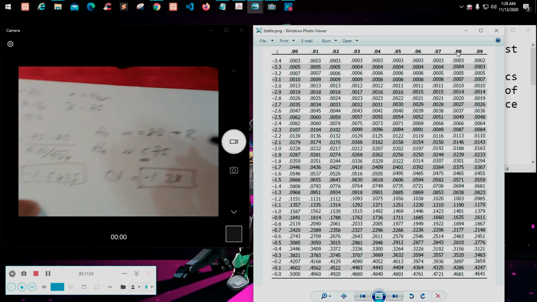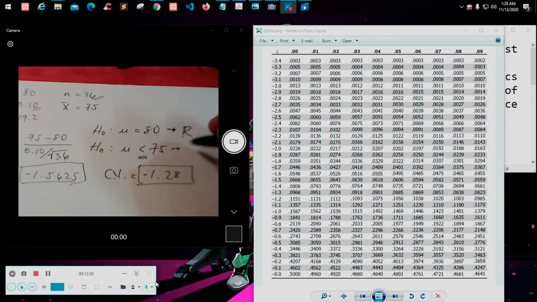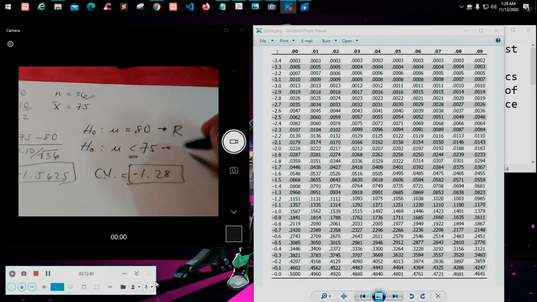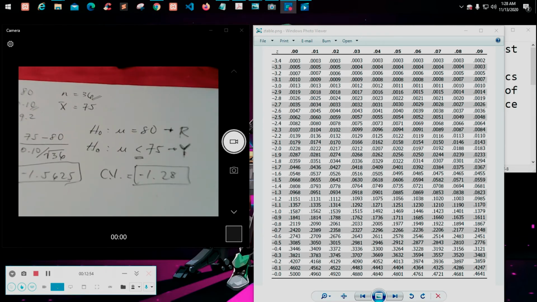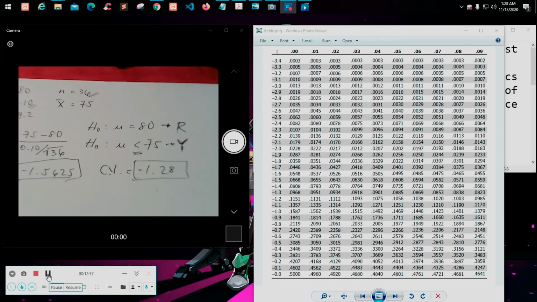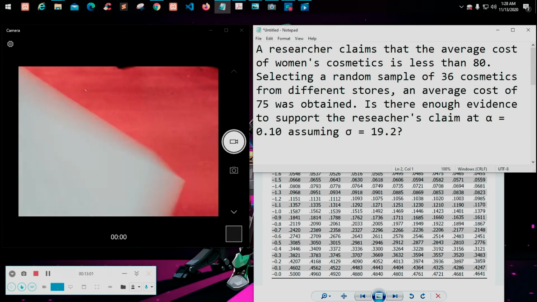So reject natin yan. So with this one, we can say that there is enough evidence to support the claim of the researcher. So yes, there is enough evidence to support the claim of the researcher. So this is for the z-test. So next, we move to our next example. So move tayo sa next example natin.